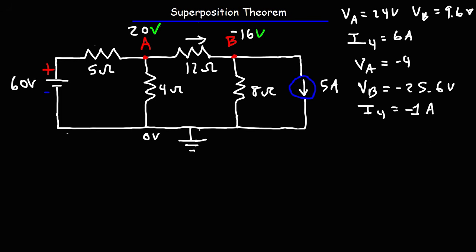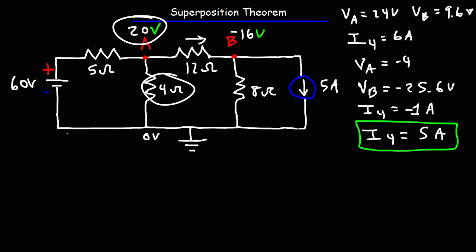Now the current flowing through the 4 ohm resistor is going to be the sum of these two. So it's 6 plus negative 1, so we should get 5 amps, and we could use that to check our work. And we can clearly see that this is going to be correct because 20 volts divided by 4 ohms will give us a current of 5. And the current is flowing in this direction, which is the same direction as the 6 amp current in the first part of the problem.